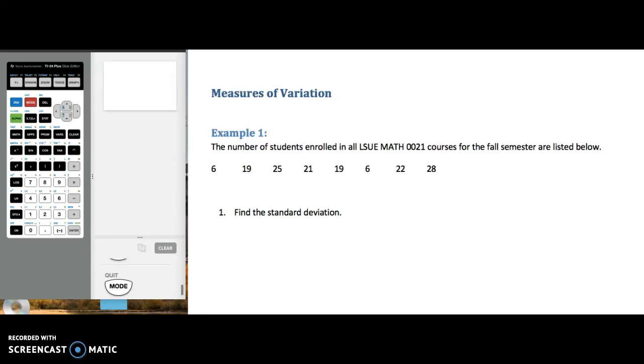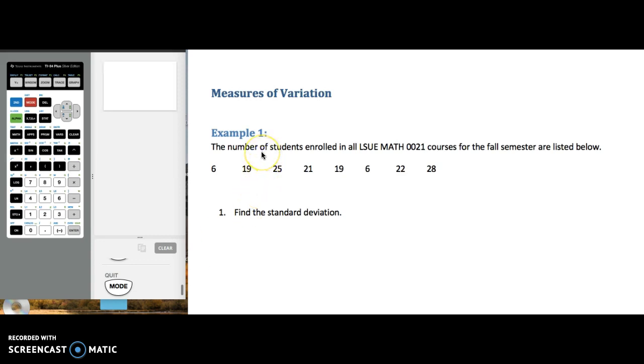This video uses the TI-84 Plus Silver Edition calculator to discuss how to calculate measures of variation. There are three main types of measures of variation that we cover in this course: the first being standard deviation, the second variance, and the third range. Just to remind you, variation is basically to show how data is dispersed or how it is spread out. So first we're going to use the graphing calculator to calculate these values for us.